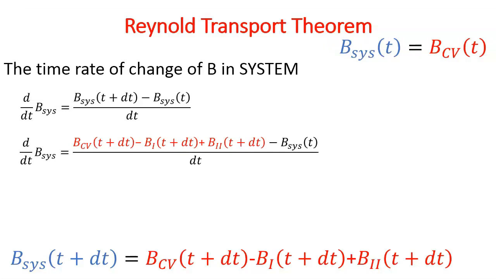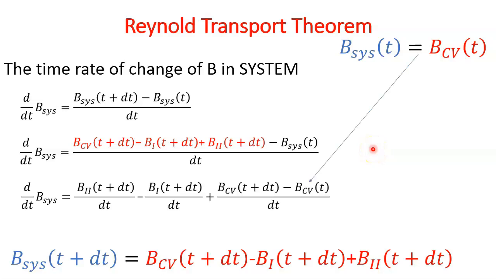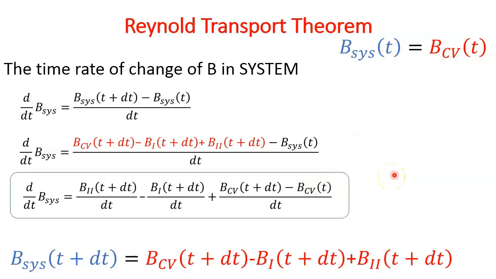Now we shall substitute this quantity B_sys at t plus dt from the equation which we have raised out of the physical observation of the situation, and by substituting this we obtained the second equation appearing on the slide. Here B system and B control volume coincide at time t and they are equal, so here we are replacing this B_sys by B_CV. This is one important equation I am highlighting here because we shall be referring to this equation in later discussion.